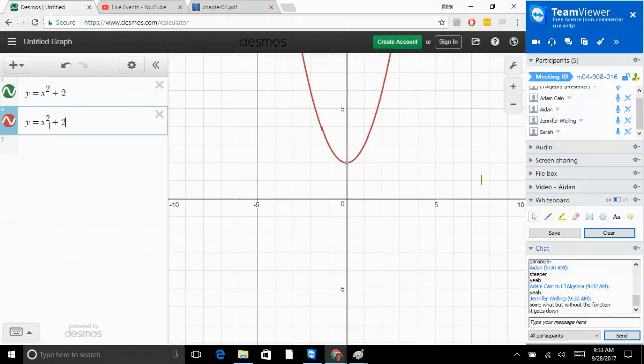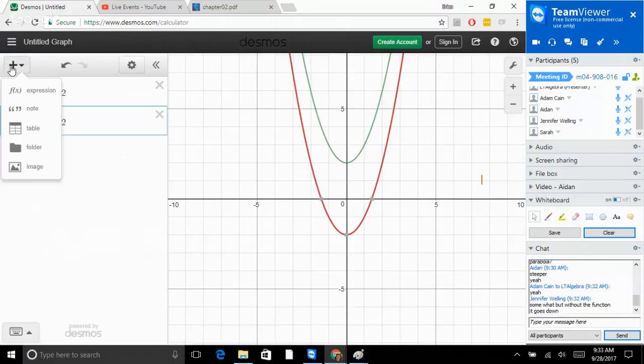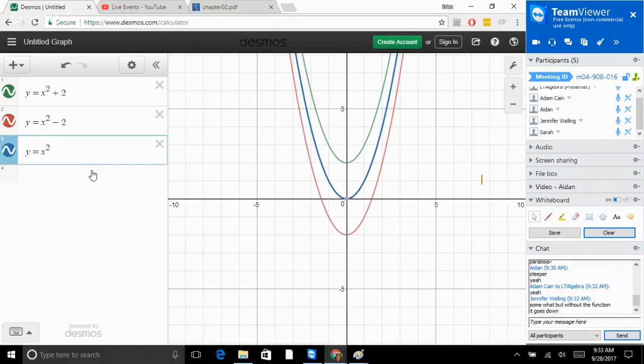Yep, absolutely. It's got it. I'm glad that this is working. There's our original function. All right, so then let's talk about what happens when you change inside of our x squared term.